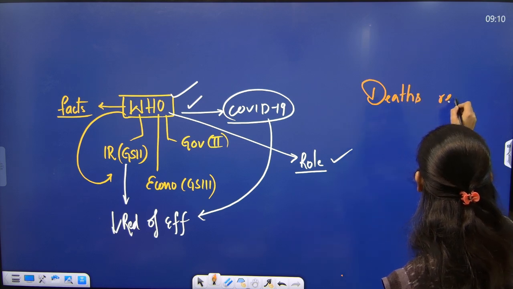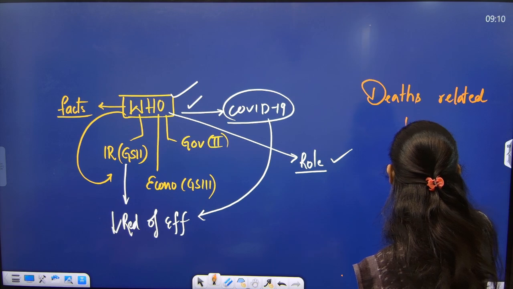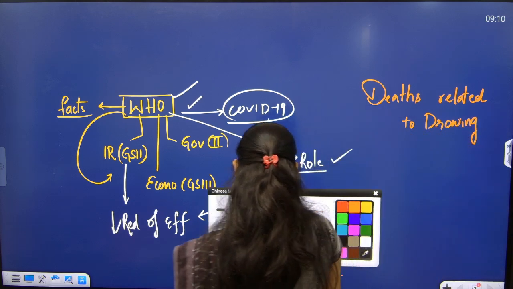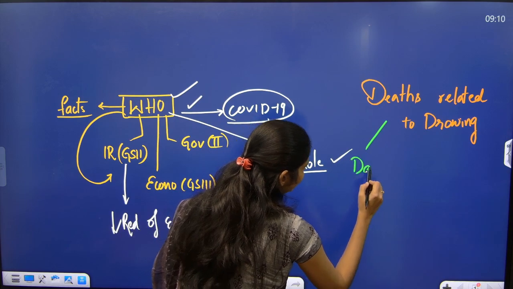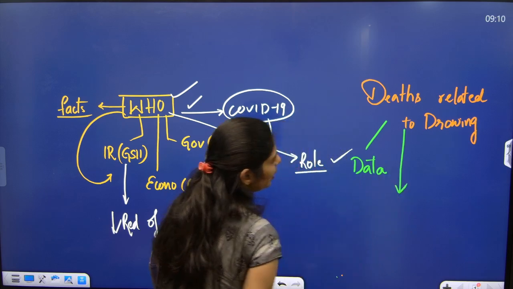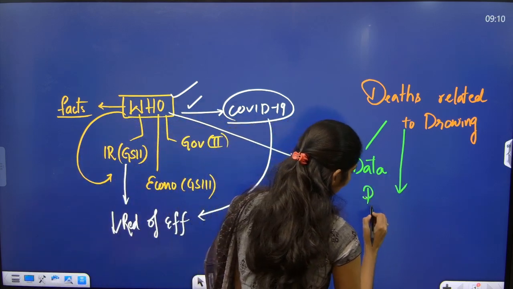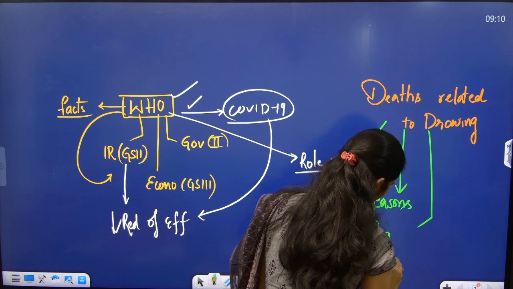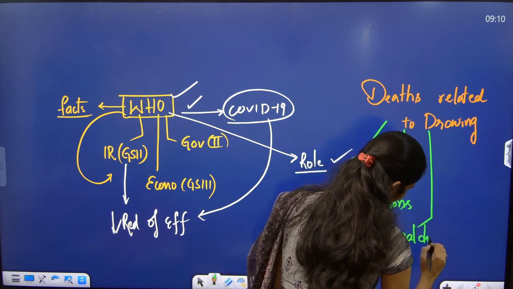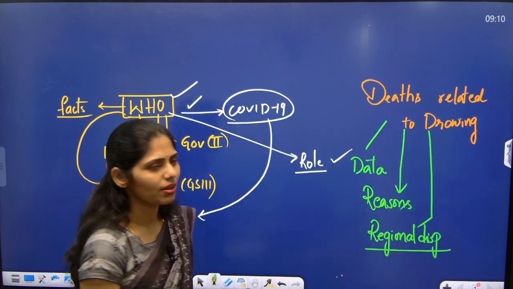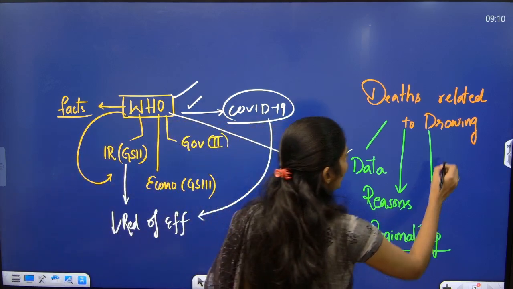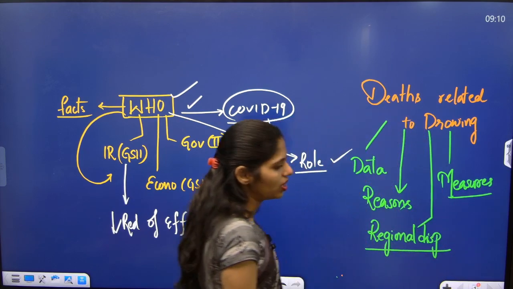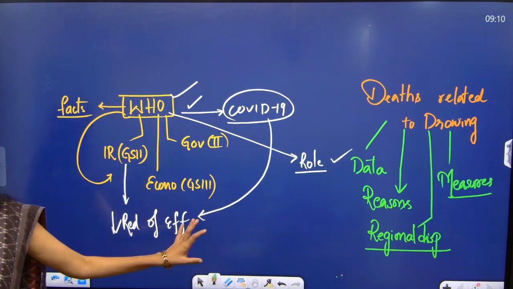deaths related to drowning. So here exactly you have to focus on the data which is given in this article. And you have to see one important thing, like what are the reasons for this drowning. And this article is saying that there is regional disparity. So in which areas we have a huge number of deaths because of this drowning, you have to see that. And apart from that, you have to see what measures can be taken to control this. Okay, so these are the dimensions that you have to see from this article.